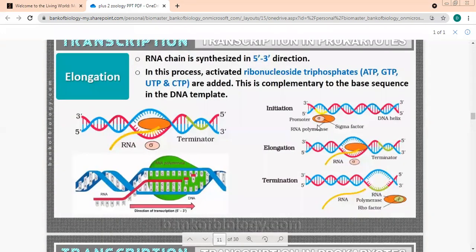RNA synthesis has already started because of the sigma factor. So the RNA chain process has already started, and this will move in which direction? 5' to 3' direction. Okay. See here, this broke up. RNA chain synthesis will take place in which direction? If you see, this part got attached to the lower strand here. This is fine, it is intact. So 5' to 3' direction. Now the activated ribonucleoside triphosphates are added.